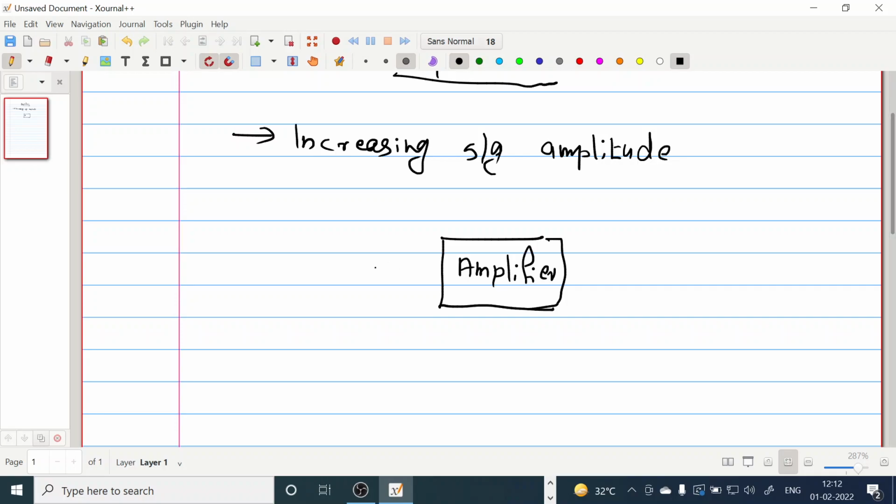Here you provide your input, signal input is given, and here you take the signal output. Okay, so the signal output will be an amplified version of your input. So actually the amplifier is providing some kind of energy to the input signal. Only then the signal gets amplified.